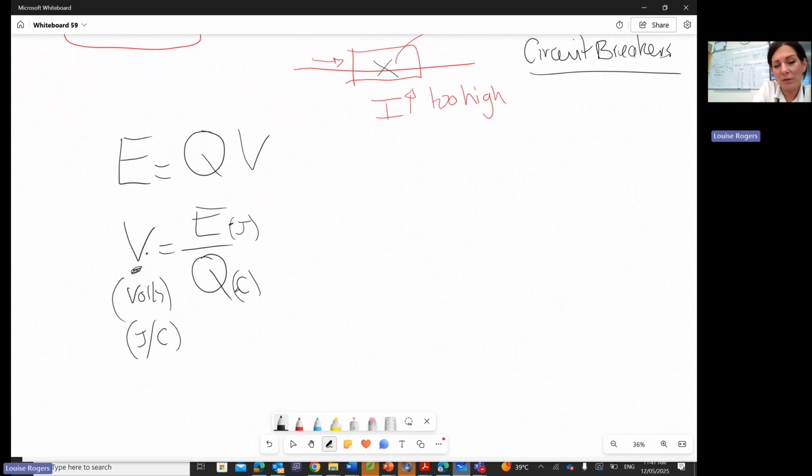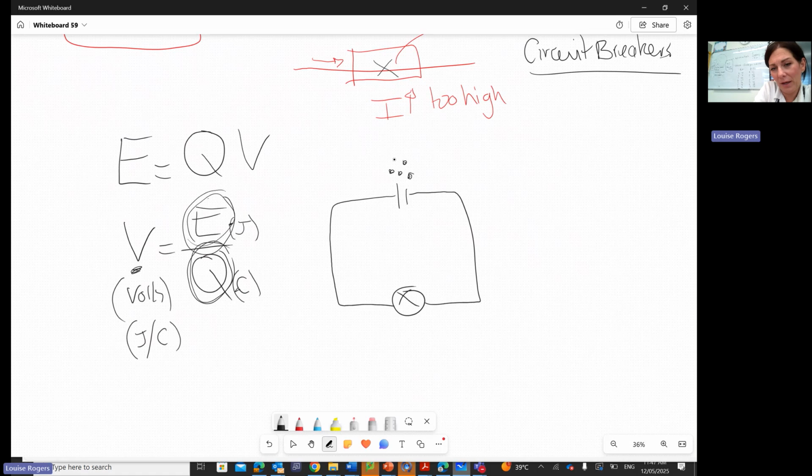So how would I say what voltage is? It's the amount of energy per unit charge. Imagine a circuit like this, and here's my cell, and here's my lamp. We've got energy at the cell where it's picking up the energy to go on with. And imagine here I have a little bucket full of charge, my little electrons. This is a coulomb that I have here.